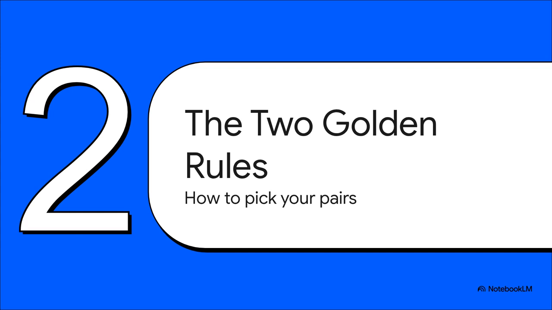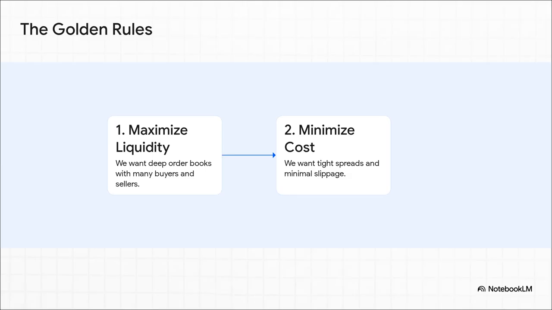Let's dive into the 2 golden rules that are going to put the odds back in your favor right from the start. It really just boils down to these 2 things. Seriously, that's it. Number 1, we have to maximize liquidity. We want to be fishing in a huge ocean with tons of buyers and sellers. And number 2, we absolutely must minimize our cost. We're talking about protecting our paper-thin margins by finding the lowest transaction fees possible.